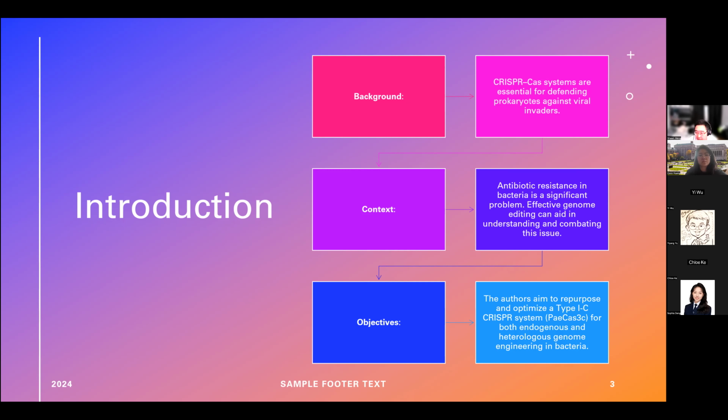So the objective that the author aims for is to repurpose and optimize a type 1C system, which I will go into further detail, for both endogenous and heterologous genome engineering in bacteria. What that really means is we're trying to design our own target and insert that into bacteria such that they will eliminate things that we want to see gone, but using their own molecular machinery.